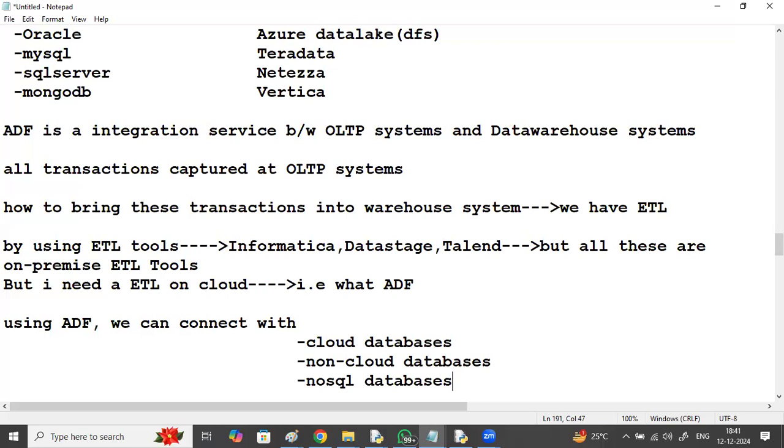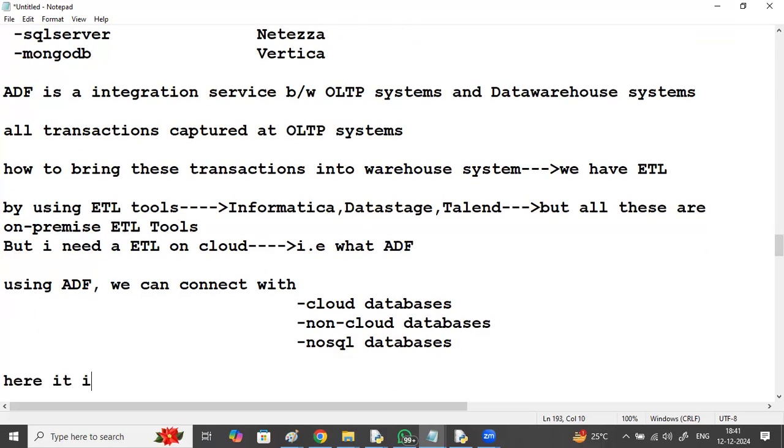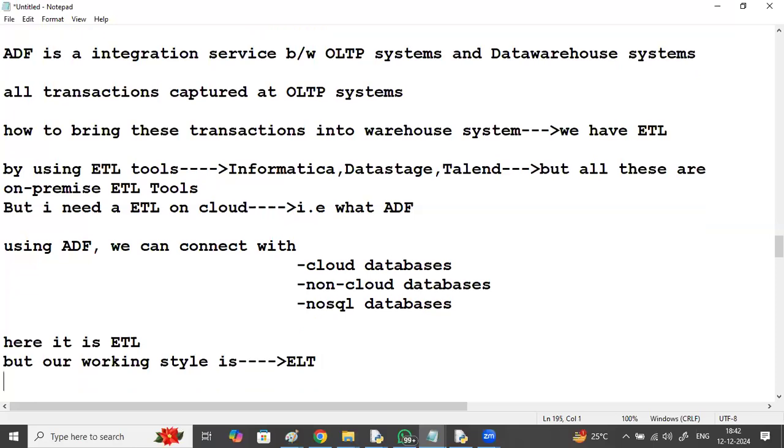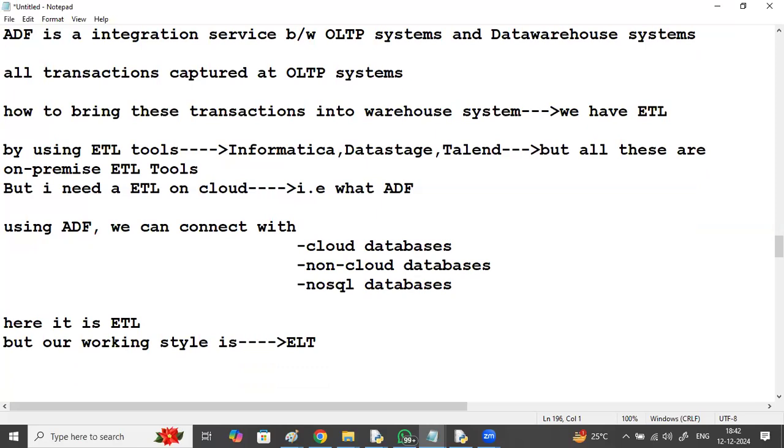Okay, now here it is ETL, extract, transform, and load. Here it is ETL, but our working style is ELT, extract, load, transform. See, first ADF is going to pull the data, extracting the data from different sources. It extracts and loads immediately. It is not going to transform. It loads the data into the data lake.